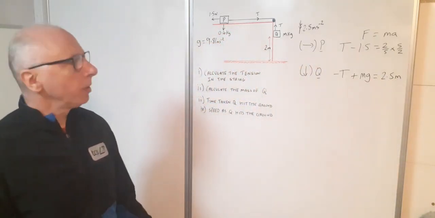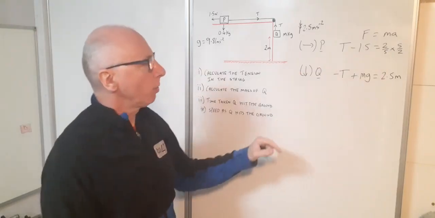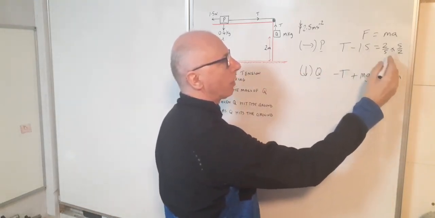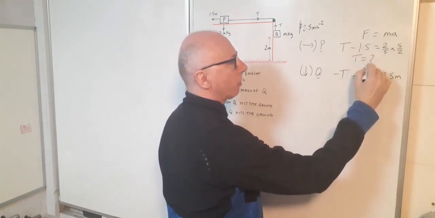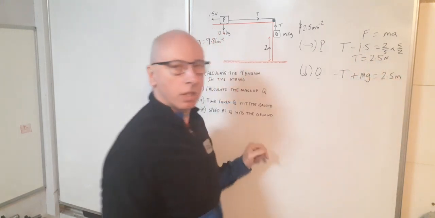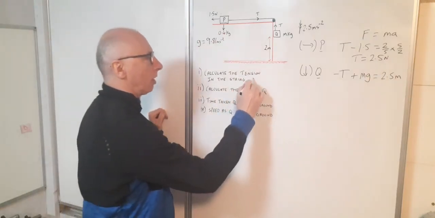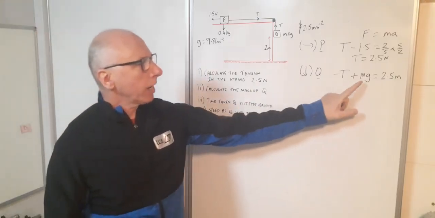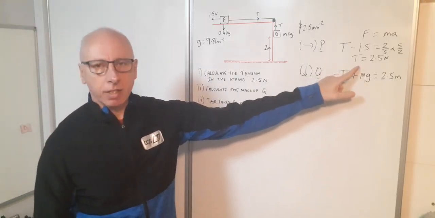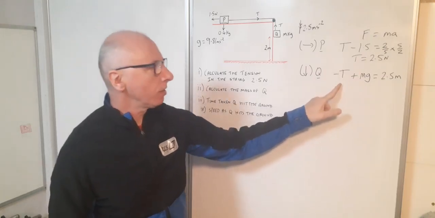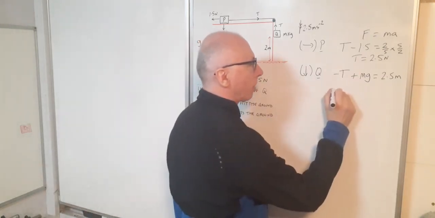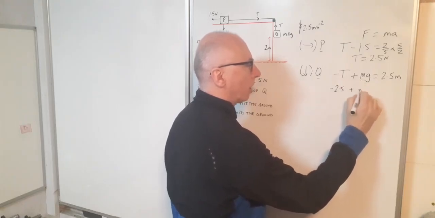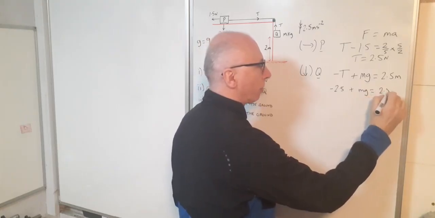Okay, so now this one we can solve for the tension straight away. If I bring the minus 1.5 over to the other side, that's going to give me a tension of 2.5 newtons. So that's straight away solved. That worked out quite nicely. Now we want to work out m. Here we've calculated the tension, so we can substitute that into our calculations here. So we've got minus 2.5, as the T is minus, plus m times g, and that equals 2.5 m.